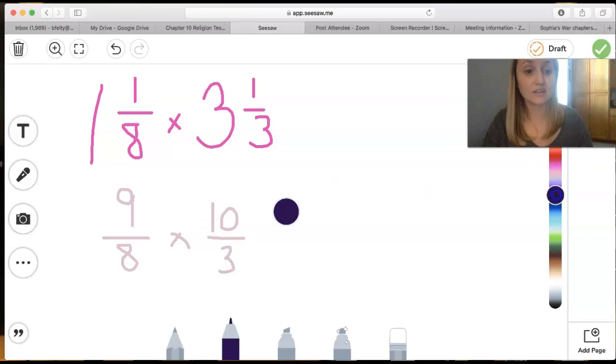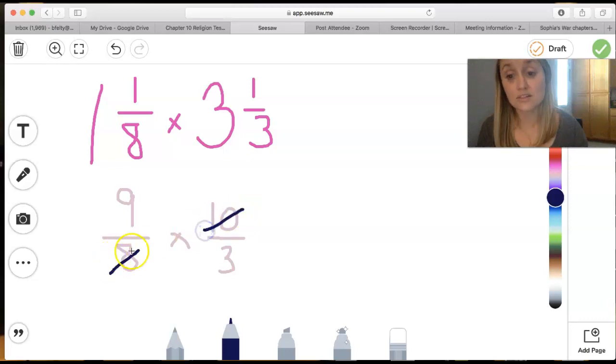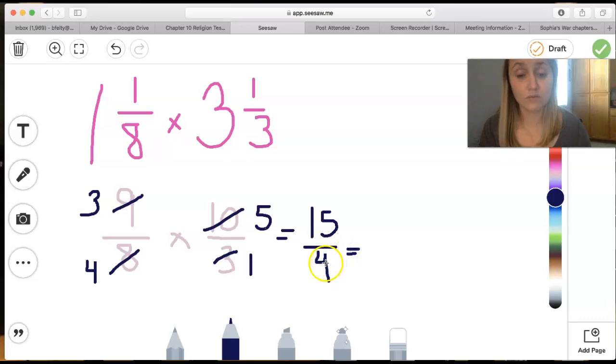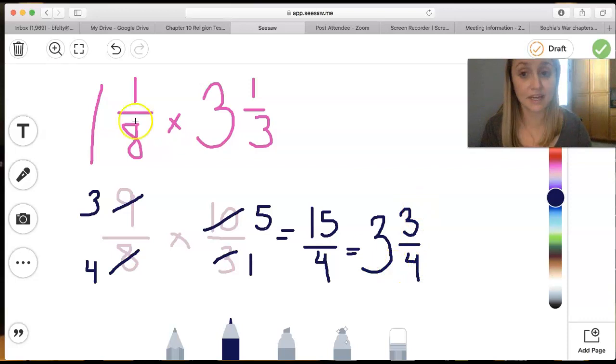Okay, we're going to look, and I know some of you like to go straight ahead. I'm going to reduce because I feel like that saves time. So does 10 and 8 have anything in common? Yes, they both have 2. So 8 divided by 2 is 4. 10 divided by 2 is 5. Does 9 and 3 have anything in common? Yes, they have 3. So 3 divided by 3 is 1. 9 divided by 3 is 3. Okay, so we have 15 over 4. 4 goes into 15 3 times. Then you have 3 left over. Denominator stays the same. Okay?